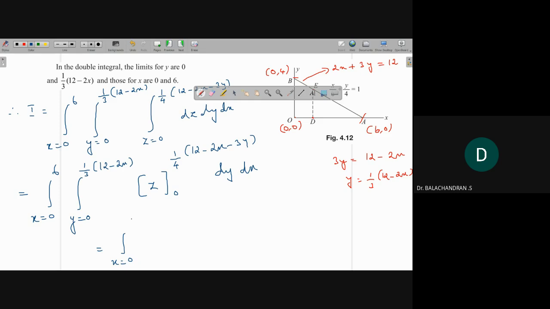Zero to 6, y equal to 0 to 1 by 3 into 12 minus 2x. If you substitute the upper limit, we have 1 by 4 into 12 minus 2x minus 3y into dy into dx. So take 1 by 4 commonly and integrate with respect to y.